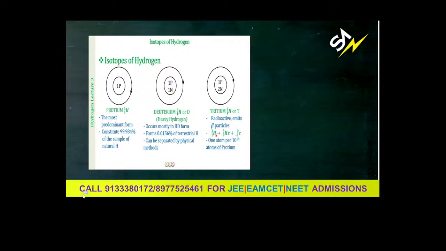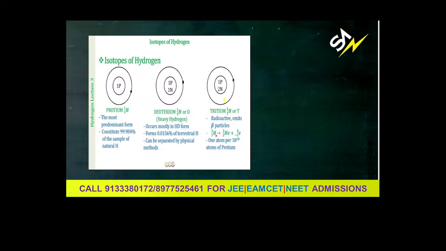What are they? The first one is protium, the first isotope of hydrogen. The second one is deuterium, called heavy hydrogen. The third one is tritium, which is radioactive. Why? It has a half-life. Chemical species which are radioactive in nature have a half-life, which is nothing but t half. So here tritium has a half-life. This indicates tritium is a radioactive element. Clear?